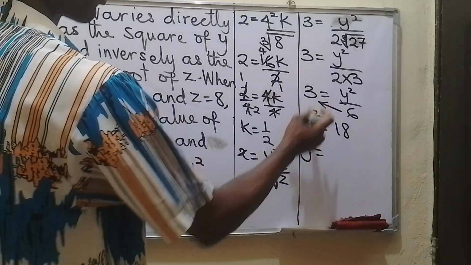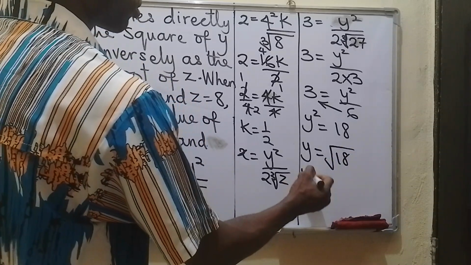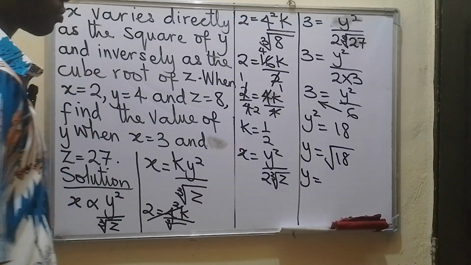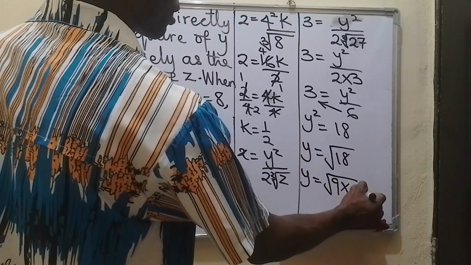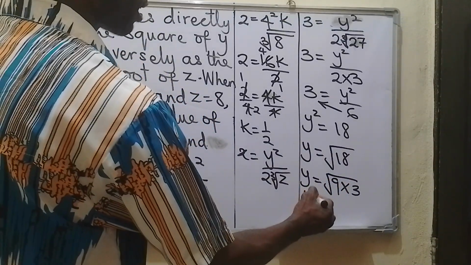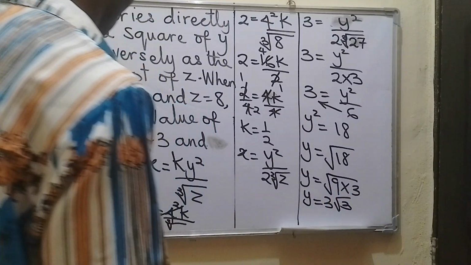The square root of y squared gives us y, then the square root of 18. So y will be the square root of 9 times 3. So finally we get y equals 3 square root of 3.